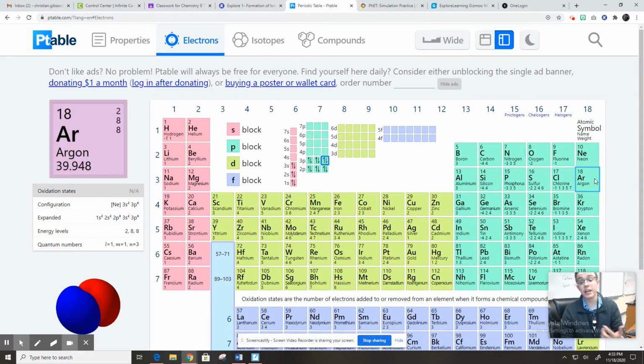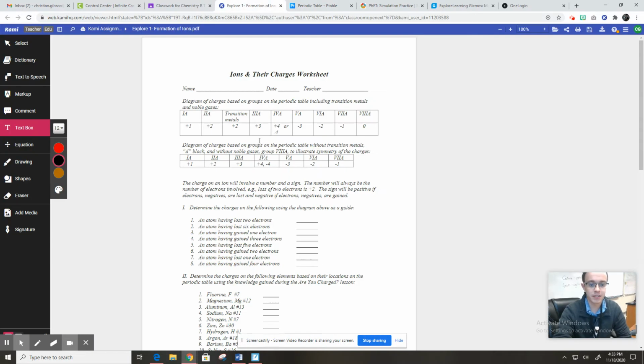So it's just going to gain 1. And when they gain negative particles, electrons, that makes them negatively charged. Okay, I hope that makes sense. So let me get back to this.